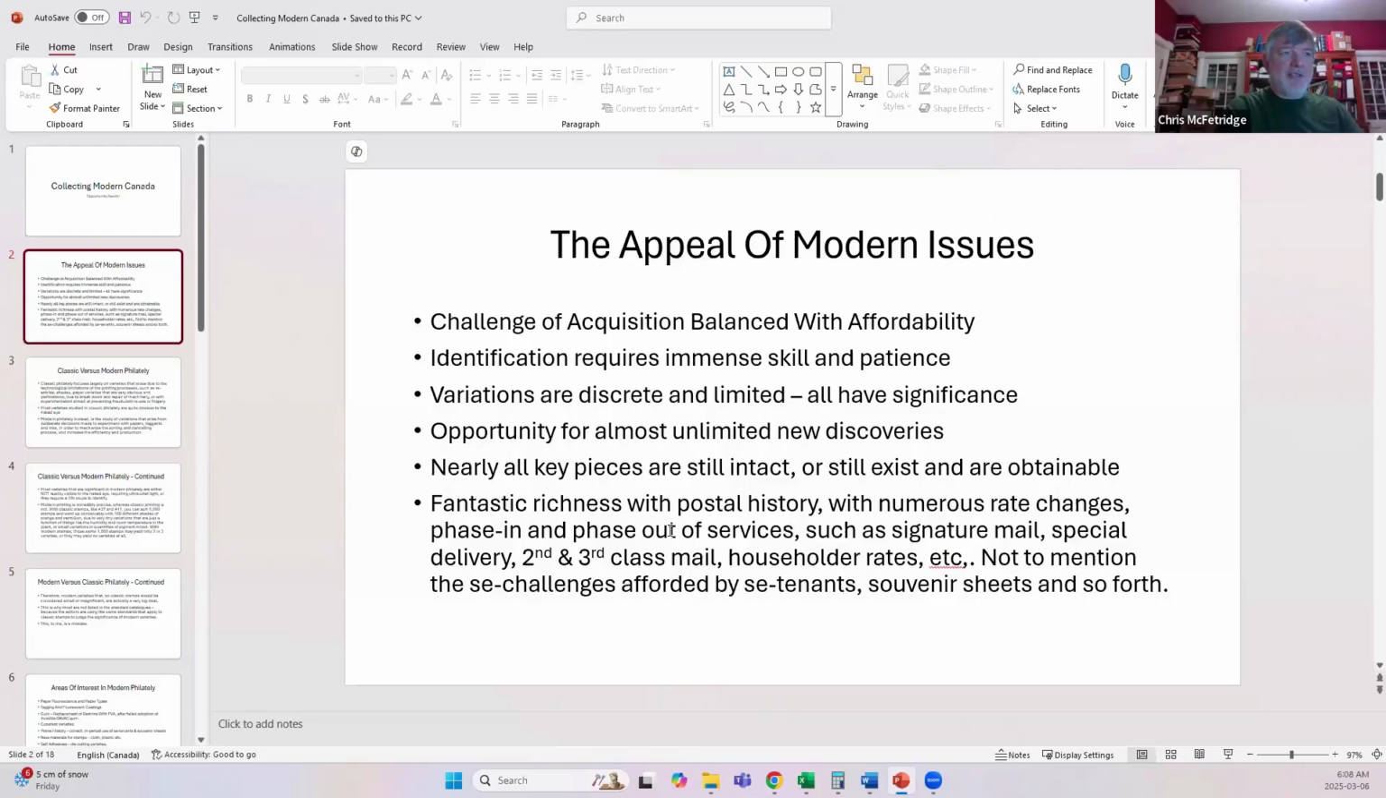So that's an example of how the scarcity just does not correspond at all with what it would cost to acquire the items.